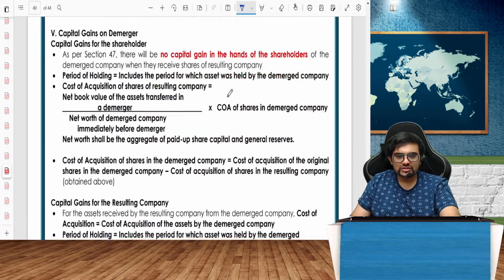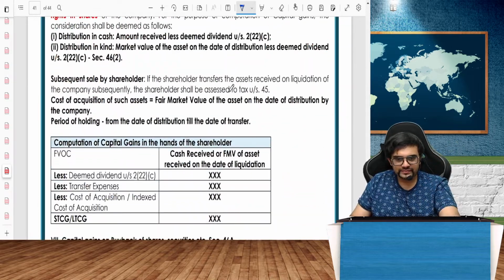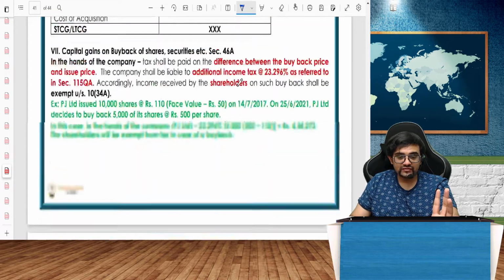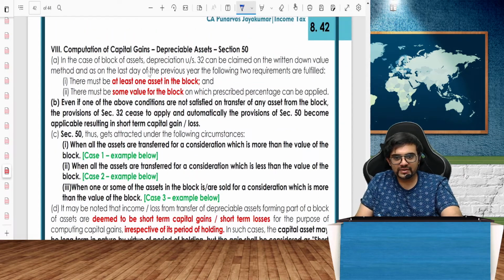On amalgamation, all this you leave. This demerger and all, quickly, it's fine. 222C yesterday only we have discussed in the IFOS point. Leave it. Last part: computation of capital gains in depreciable assets.